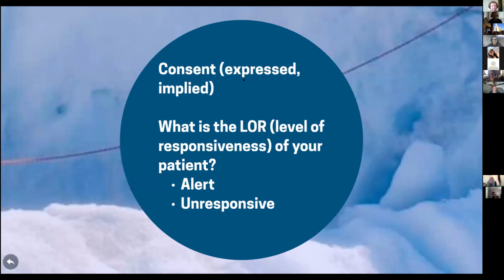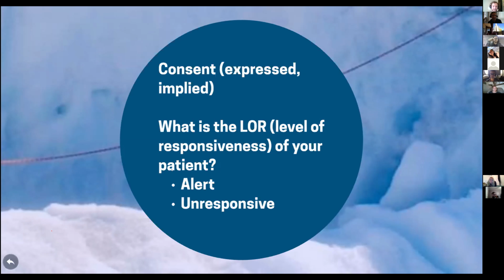They express, yes, you can help me. Implied consent: if they have a diminished level of responsiveness, you have implied consent. You're able to help them even though they can't talk to you. So here at 5 Better Lives, you want to get consent, and then you want to find out the level of responsiveness of your patient.